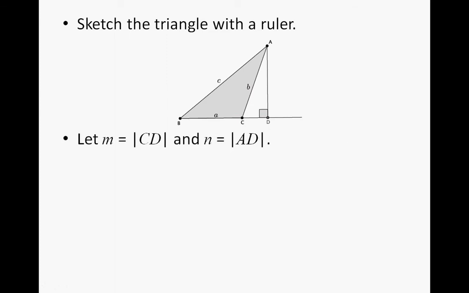So we're going to let m equal the side length of CD, and we're going to let n equal the side length of AD. So it looks like this.